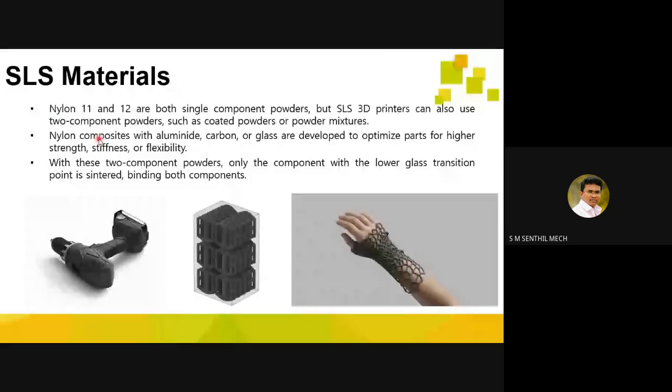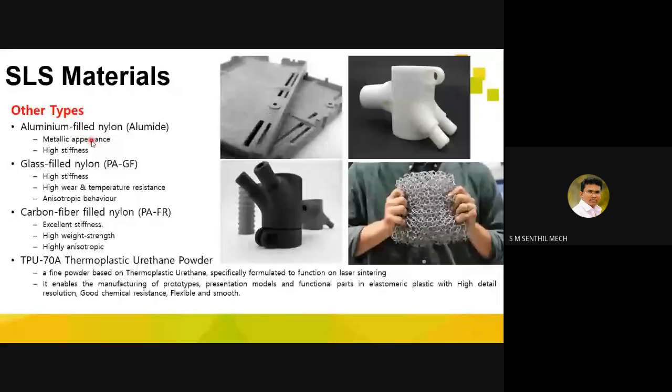Okay, so the nylon composites. These are the composite materials for these polymers. Nothing but aluminum filled nylon is called alumide. Okay, so it will have a metallic appearance. So this part is an alumide part which is being printed here. It has a metallic appearance and has a good stiffness. Okay, this is aluminum filled nylon, that is alumide.